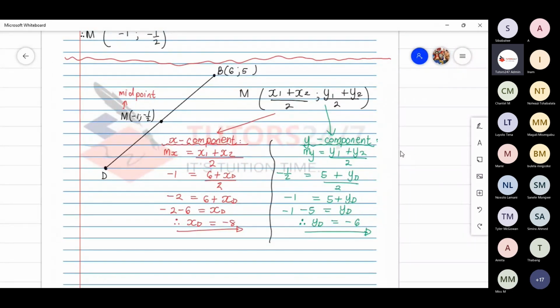And as you can see, this is an alternative method, or an alternative way of using your midpoint formula. So that is the last question of question 3.